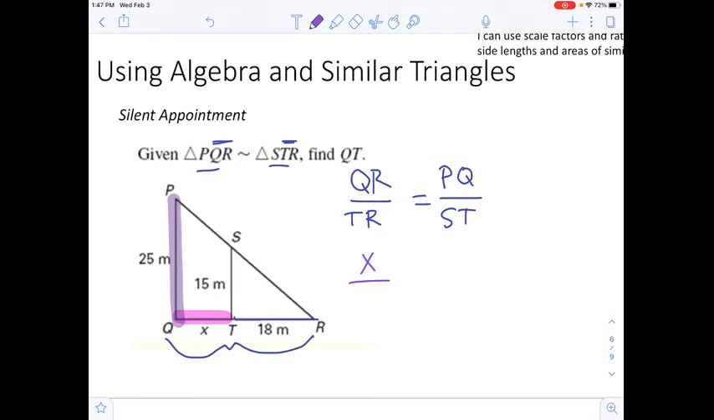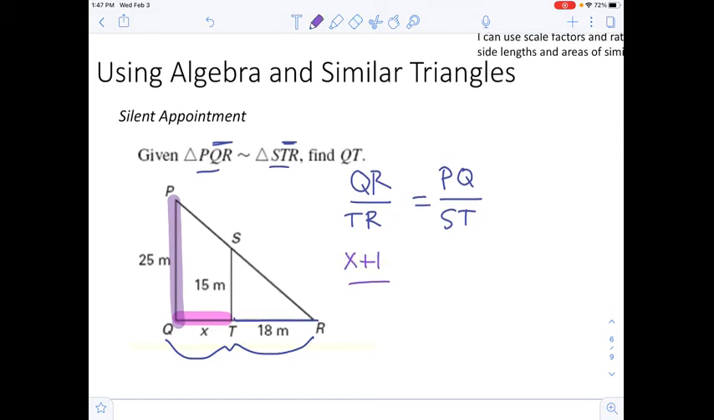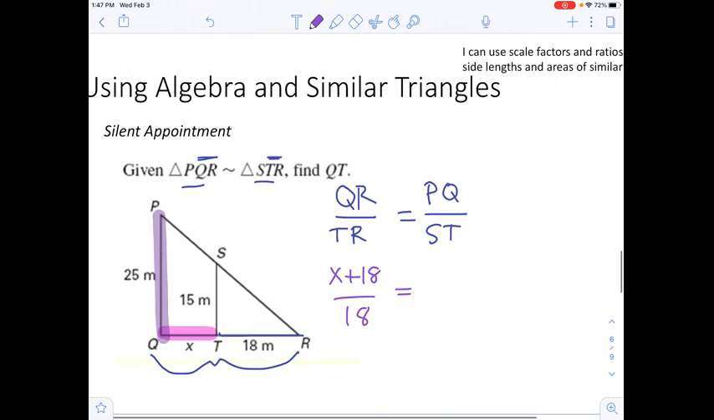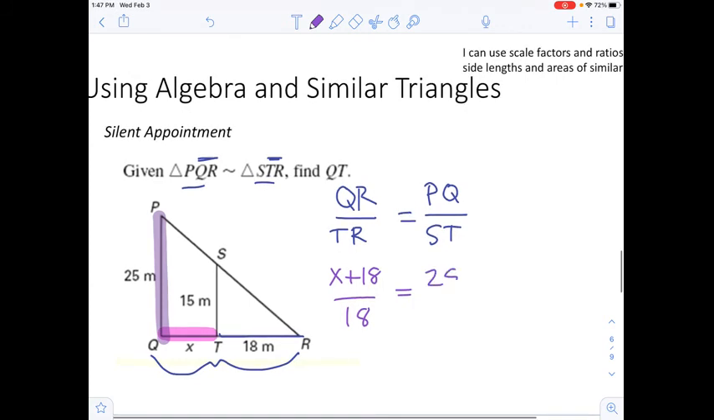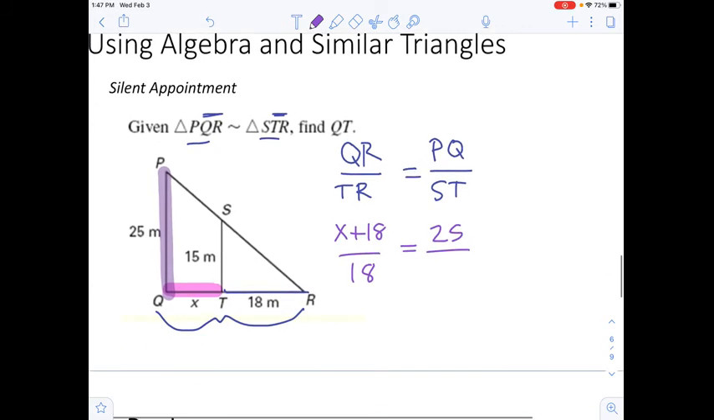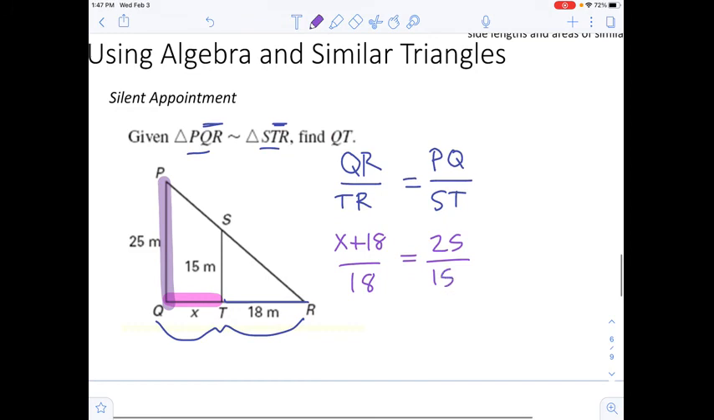QR is X. We don't know that. TR, actually, hang on, back it up. QR, let's write it as this. X plus 18. Okay, because we do know that QR, the total, is going to be X plus 18. TR is 18. Set that equal to PQ is 25. And ST is 15.